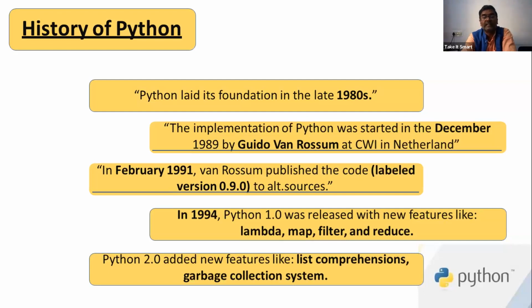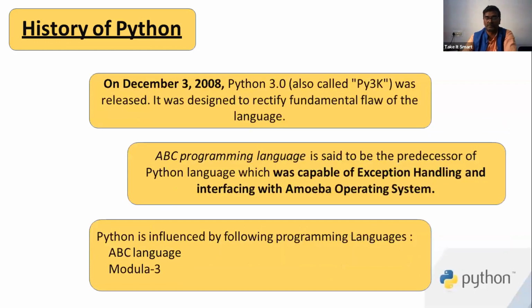Fine. In 1994, Python 1.0 came, and Python started its main commercial journey from here. 1.0 was released with new features like lambda, map, filter, and reduce. Fine. Python 2.0 added new features like list comprehension and a garbage collection system. This we'll see later. For now, just hear and know the history, how old it is, and which features came in which year. Fine.